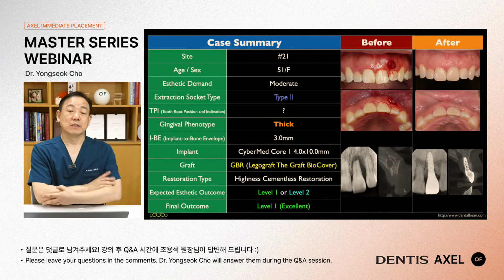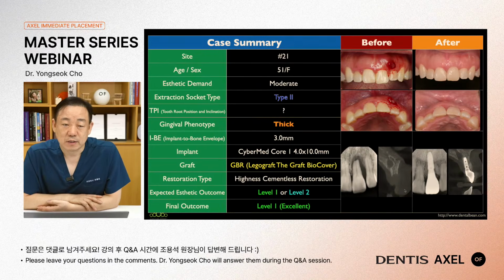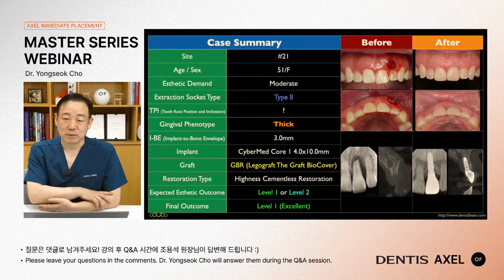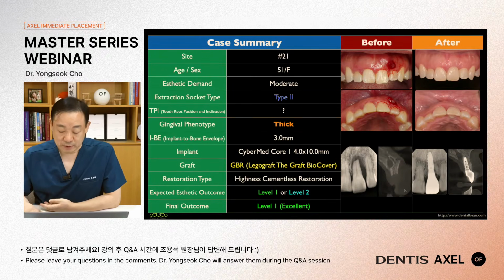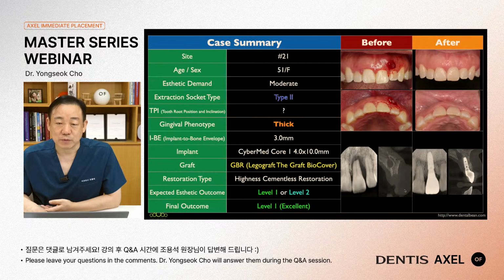Okay. Let's summarize the case. It is a middle-aged female patient who has moderate athletic demand, and the socket type was type 2, thick phenotype. IBE was made about 3 millimeter, and bone graft, GBR was done. Final outcome was level 1, excellent outcome.